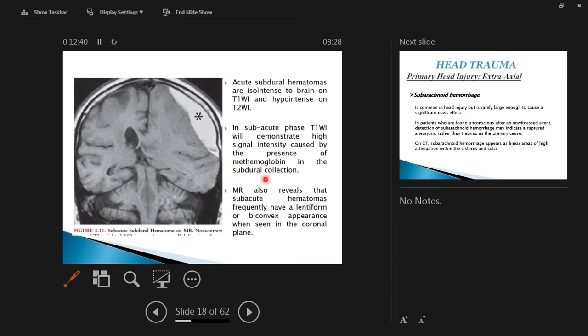In MRI, acute subdural hematoma appears isointense to brain on T1 and hypointense on T2. In the subacute phase, T1 will demonstrate high signal intensity caused by the presence of methemoglobin in the subdural collection. This is a big advantage of the MRI in the subacute phase, where it's difficult to detect on the CT. It is hyperintense on T1, and it will take a biconvex shape on the coronal plane rather than the crescent shape which we see in CT.